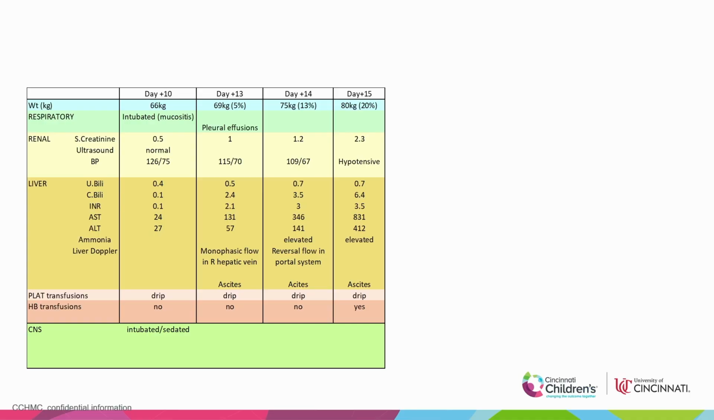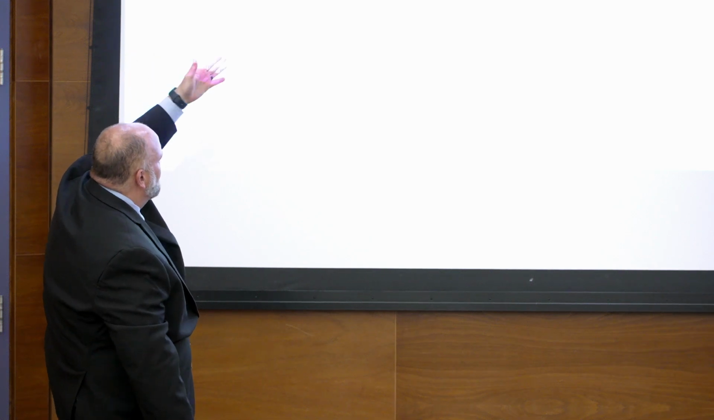Day 15 is here, day 10. So here you have a normal creatinine. All of a sudden the creatinine's 2.3 from 0.5, and the kid's hypotensive. And your total bili is 6.4, your INR went from 1 to 3.5, and now your ALT is 412, and your ammonia is elevated, and you show reversal of flow in the portal system. Okay, so here's your clinical presentation.